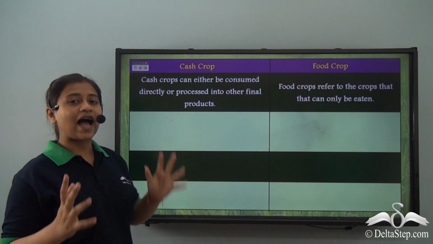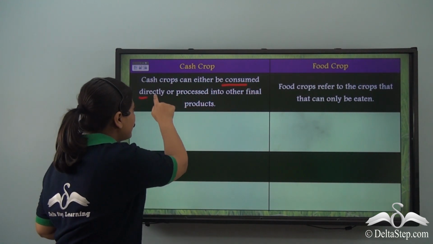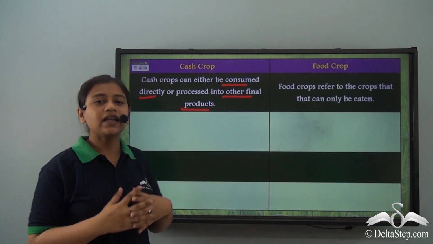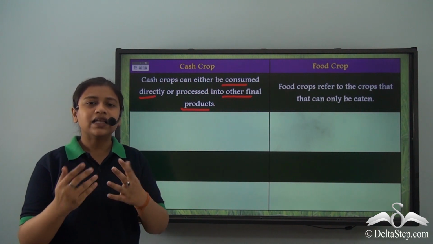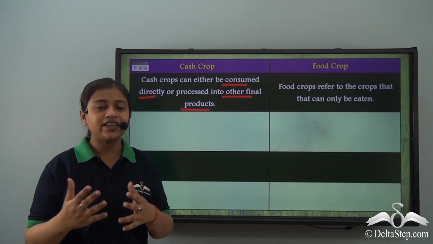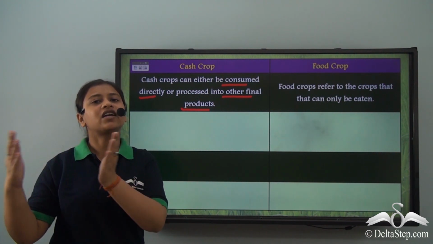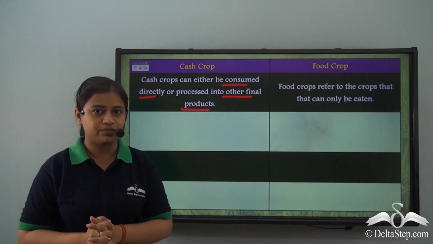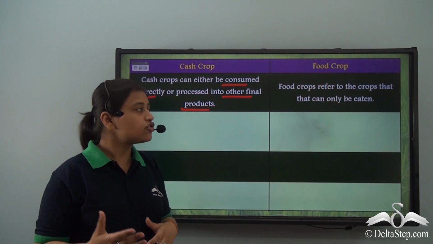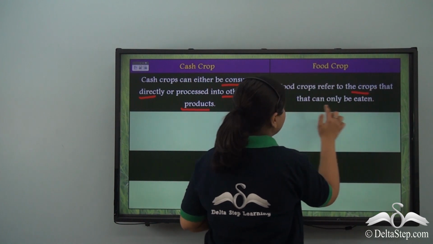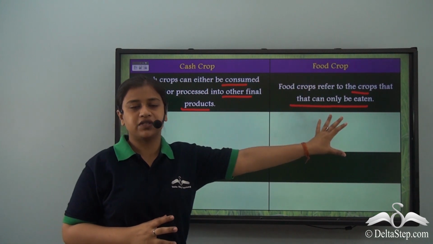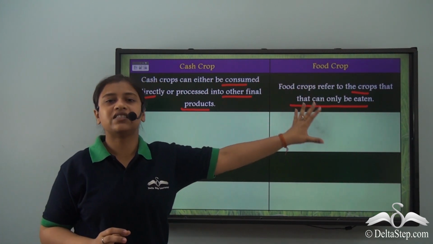So cash crops can either be consumed directly or processed into other final products. So when cash crops are cultivated or grown, they can either be directly consumed or they are sent to factories where they are processed into other final products which are then consumed or are distributed for consumption purpose. On the other hand, food crops can be referred to those crops that can only be eaten. So they are not for commercial purpose. They are only for the purpose of consumption.